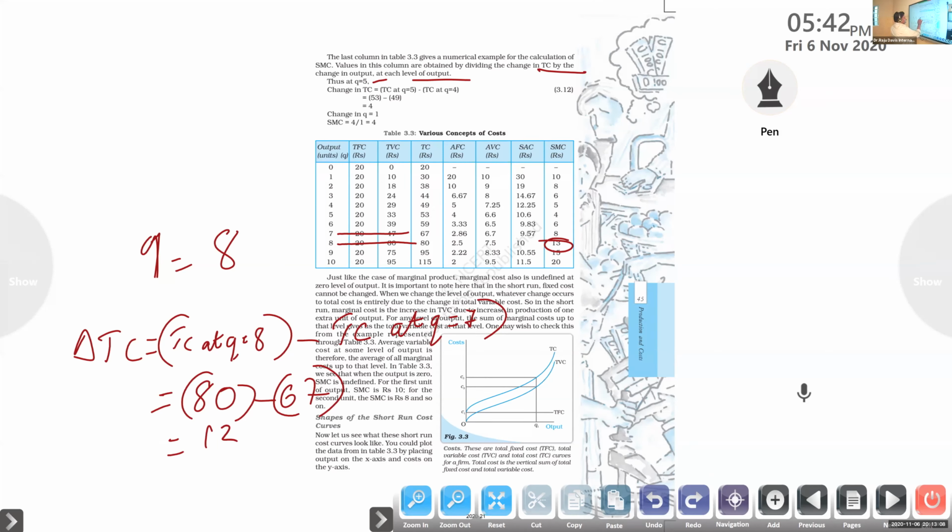So here the answer is SMC for 8. SMC is 13. Shortened marginal cost is 13 here for quantity number 8, with TVC 60 and TC 80. Any doubt? Got that method to calculate?